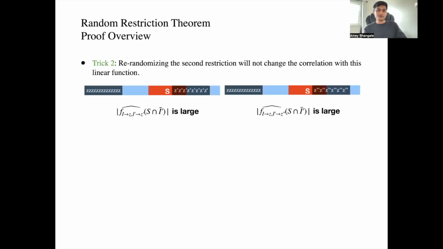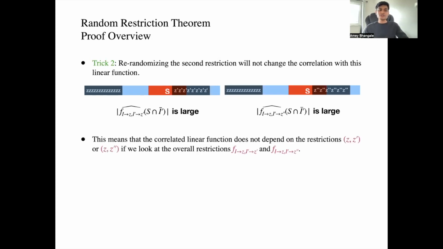Now, the second trick, which you can show using Cauchy-Schwarz, is that you can re-randomize the second restricted assignment. So you have these sets I, I prime with restrictions Z, Z prime. If you resample the second assignment Z prime, in this diagram it is Z double prime, then the same Fourier coefficient stays large in both these restricted functions, typically. So what this tells us is that the correlated linear function does not really depend on the restrictions Z and Z prime. If you look at the overall restriction as one thing, the overall restriction on I and I prime.